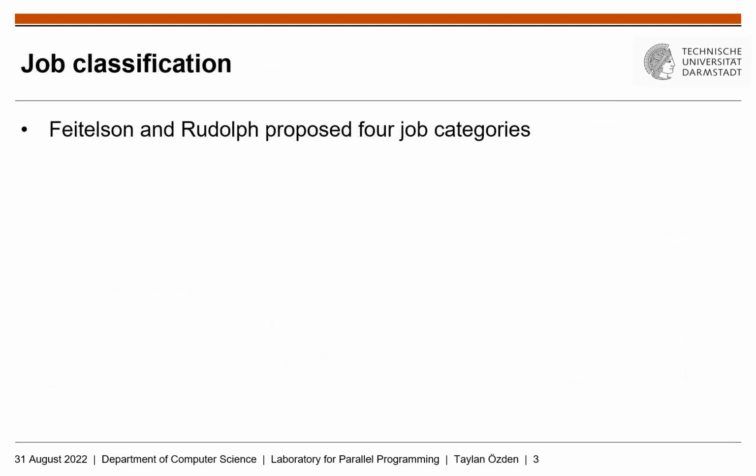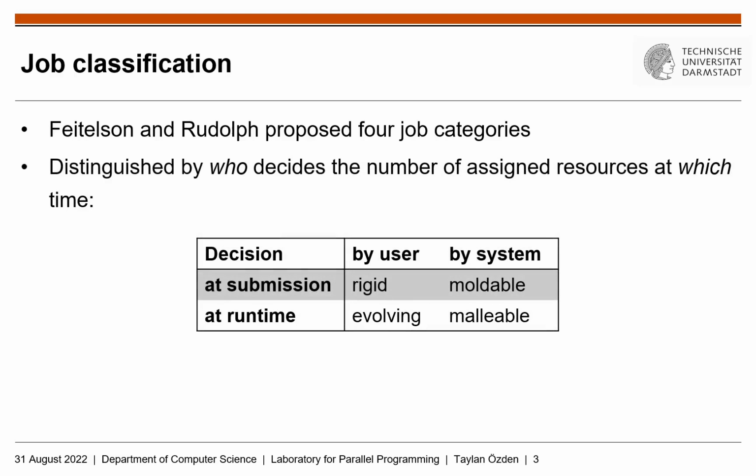So before we dive into the details, let's classify jobs first. Feitelson and Rudolph proposed 4 different job categories, and it essentially boils down to who or which entity decides about the number of assigned resources at which time. If the user decides about the number of resources at submission time, we speak of rigid jobs. This is also the most common type in HPCs.